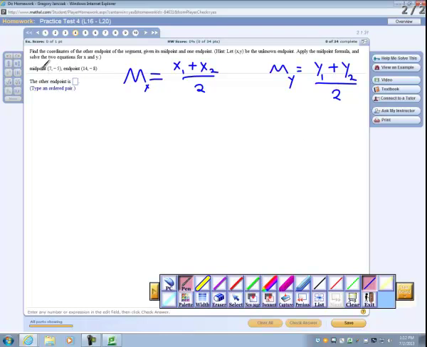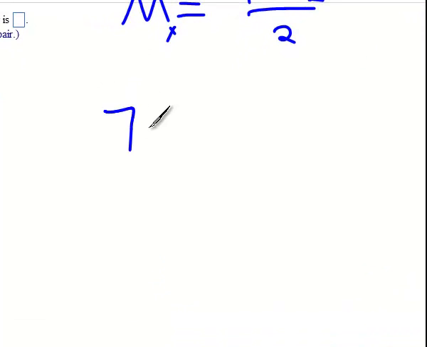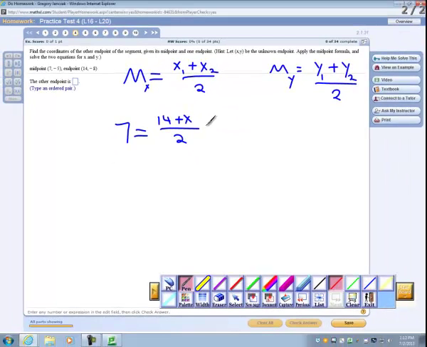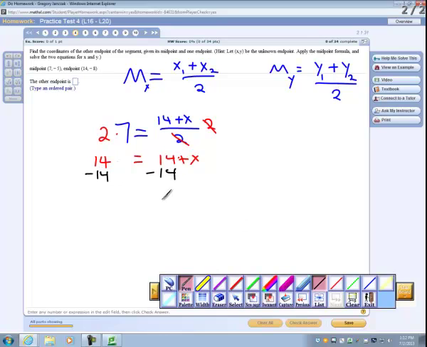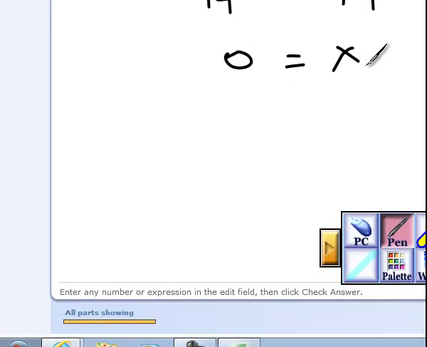So if we're given our midpoint, okay, for the x, 7 equals 14 plus x2 over 2, whether you use x1 or x2, that doesn't matter. We could just use x over 2. And now we just solve. So now we just multiply both sides times 2. So that's 14 plus x, and that would be equal to 14. And then apply minus 14. And we get x equals 0. So we could say x2 is equal to 0.